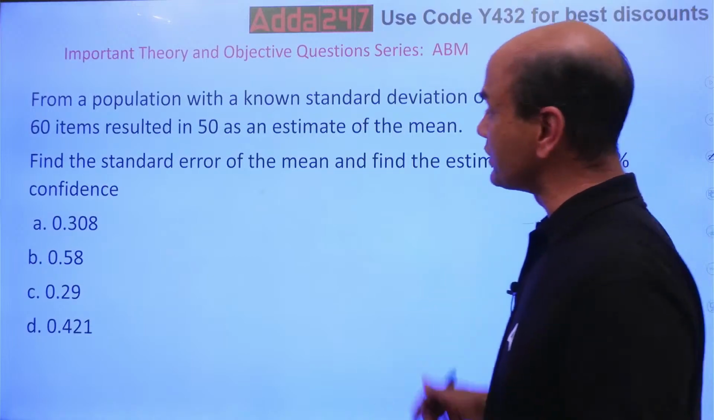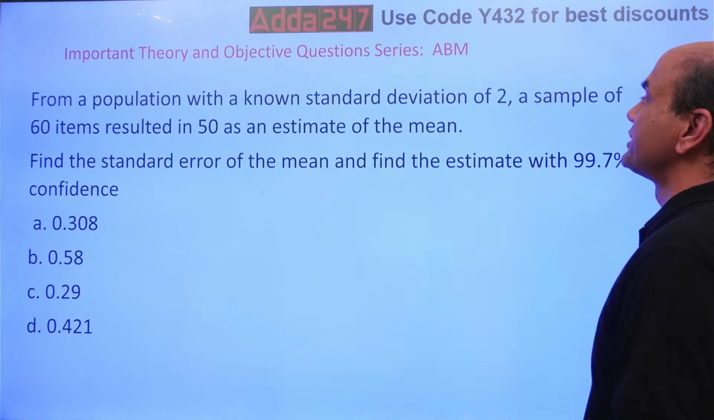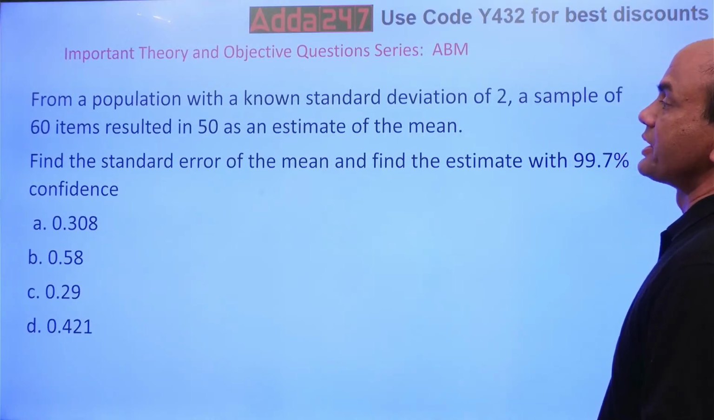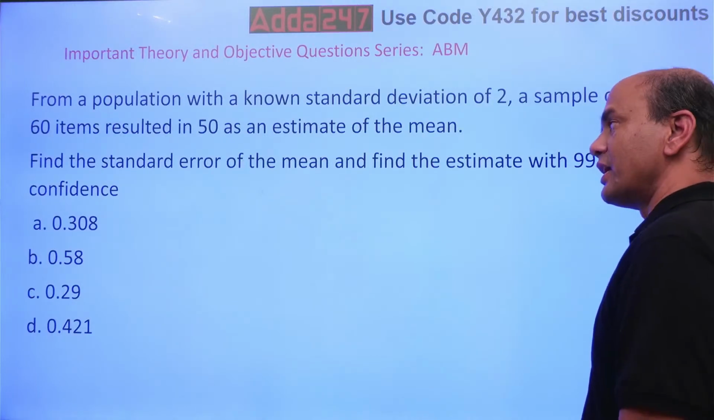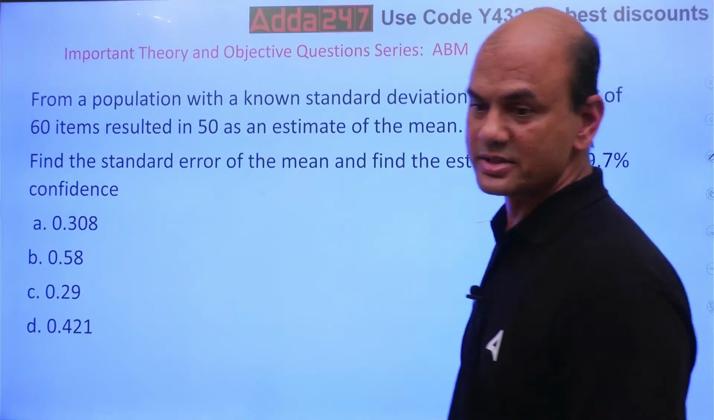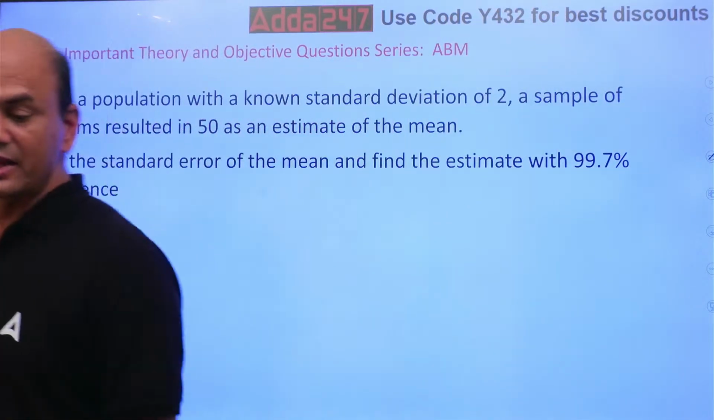Similar one, but now the question is different. From the population with the standard deviation of 2, a sample of 60 items resulted as 50 as the estimate of the mean. Find the standard error of the mean and find the estimate with 99.7% confidence. Now this you try. Everyone try.